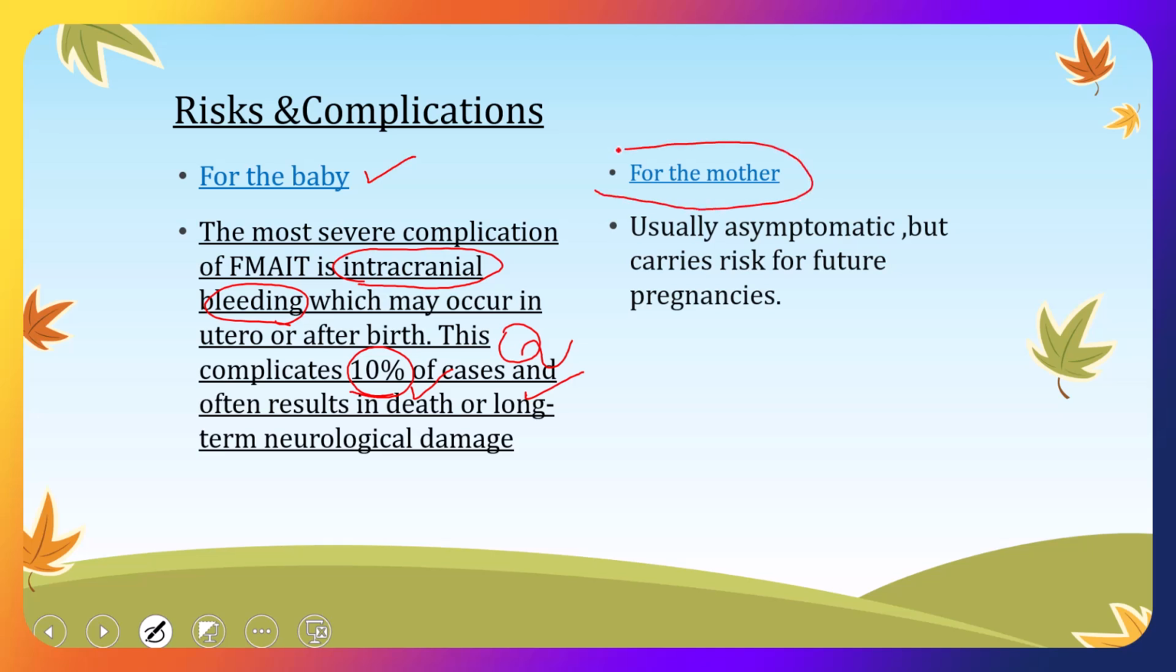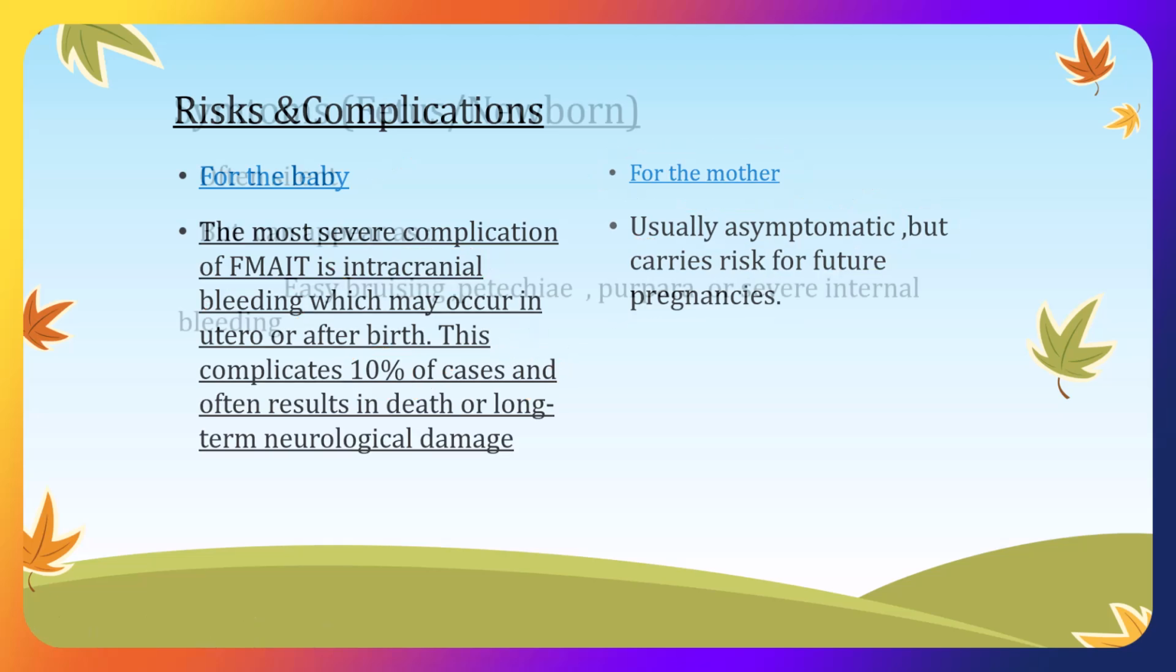So what about the mother? Is there any risk to the mother or complication regarding this condition? No. The answer is no. Usually the mother is asymptomatic. She is absolutely fine. There is no history of any bleeding disorder in the mother. But the main concern is that the mother carries a risk for future pregnancy. With each pregnancy, the mother carries a risk of recurrence of this alloimmune thrombocytopenia condition.